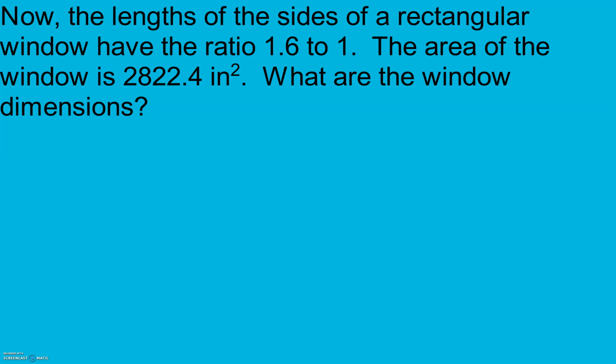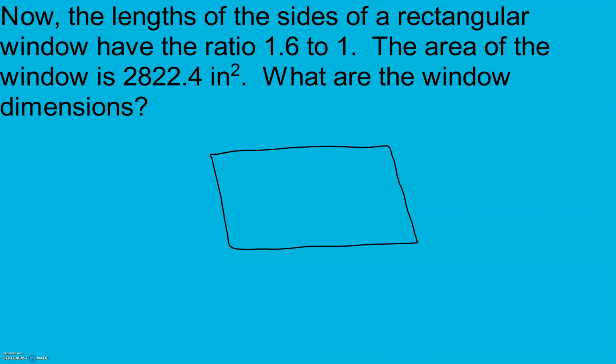The lengths of the sides of a rectangular window have the ratio 1.6 to 1. The area of the window is 2,822.4 square inches. What are the window's dimensions? So here we're talking about a rectangular window. It's more of a parallelogram, but we're going to go with it.